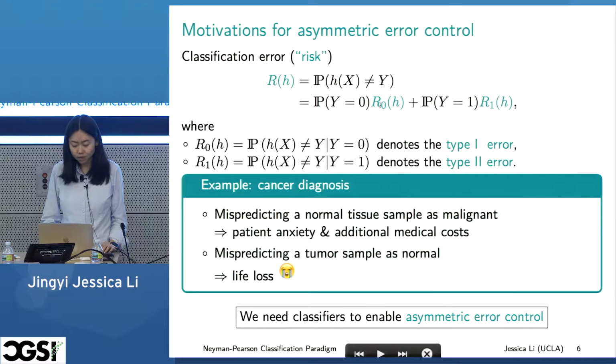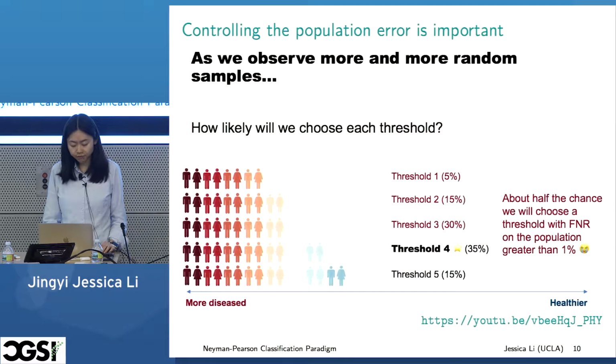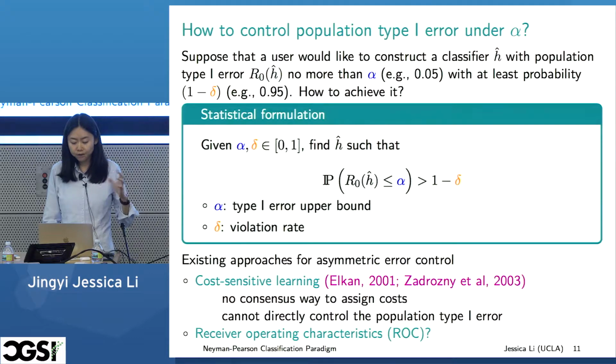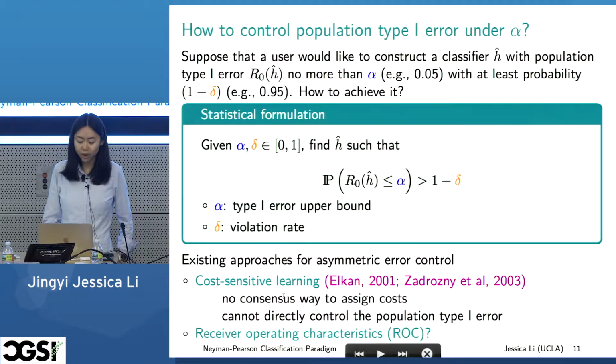Okay, so given this formulation, like I said, if we just modify the weights, this is a field called cost-sensitive learning, which has been well studied in the engineering field for years. So people just modify the weights to try to find the classifier. But in health sciences, there's usually no consensus way to assign costs. And sometimes it's not even ethical to say, like, a life is how many times more worthy than something else, right? So we cannot say the cost has a good meaning. And also, if we really care about the population type 1 error, there's no clear way to decide what the cost or weight should be.